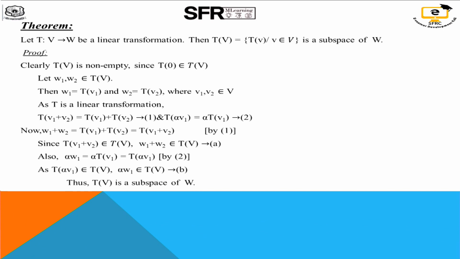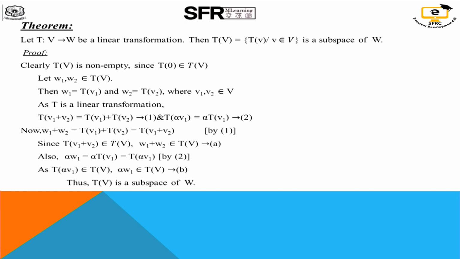Next we prove the addition: W1 plus W2, which is equal to T of V1 plus T of V2. Since T is a linear transformation, we get T of V1 plus V2. Here V1, V2 belong to capital V, which means addition is closed in V. So V1 plus V2 belongs to capital V. So we say that T of V1 plus V2 belongs to T of V. Thus we say that W1 plus W2 belongs to T of V. It is given in condition A.